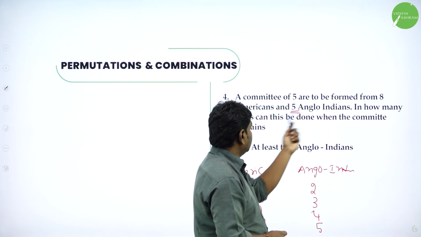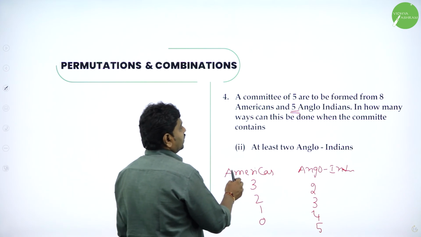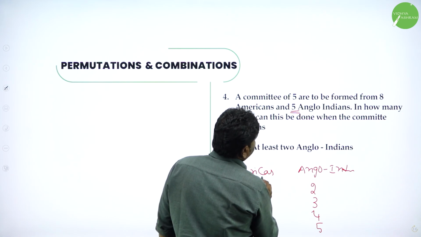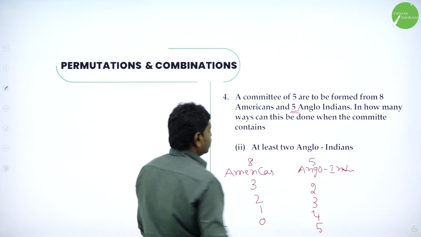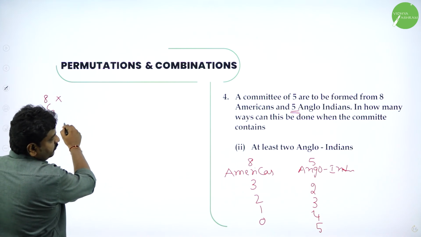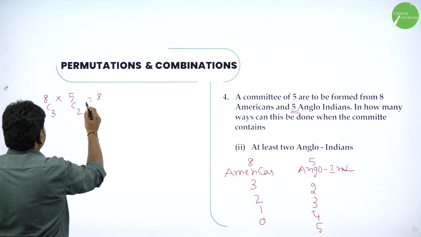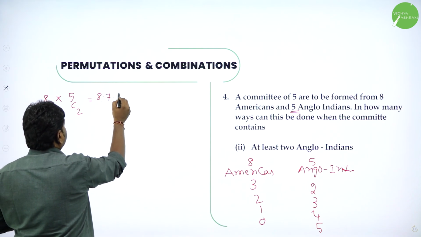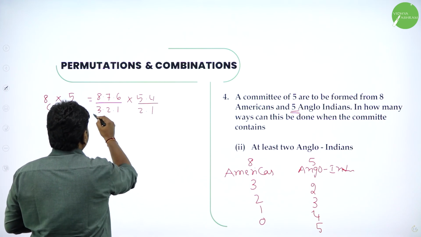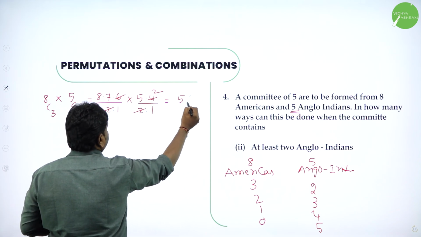So a committee of 5 members has to be formed from 8 Americans and 5 Anglo-Indians. How many ways can this be done? Total Americans are exactly 8, Anglo-Indians are exactly 5. So out of 8, first 8C3 into 5C2. Select 3 Americans, 2 Anglo-Indians. 8C3 is 8 into 7 into 6 divided by 3 into 2 into 1, and 5C2 is 5 into 4 divided by 2 into 1. 6 6 cancels, 2 1s are 2, 2s cancel. So 8 7s are 56, 560.